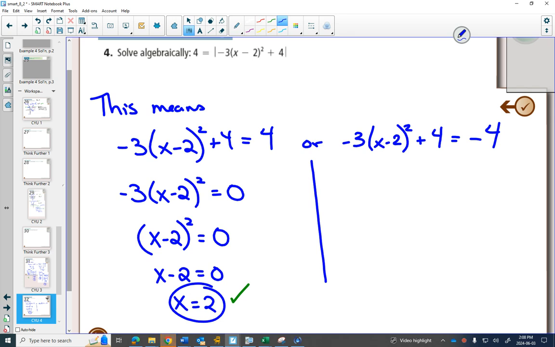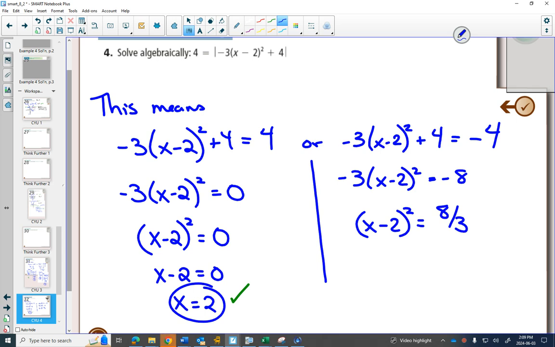What about the other side? Well, I'll do this in both techniques and you can decide which one you like better. So method 1, I'm just going to get my squared by itself. So I'm going to move the 4 over to the other side. It's going to give me -8. I am going to divide by -3. So that'll give me +8/3.